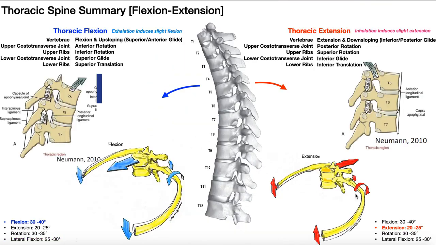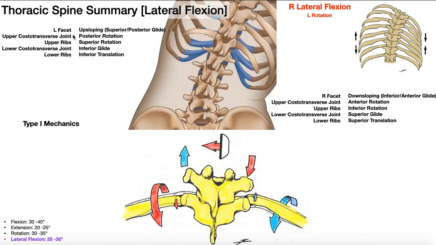What happens during posterior rotation? Well, the ribs as a whole are going to rotate upwards, at least the upper ribs. So when the upper costotransverse joint has posterior rotation, the upper ribs superiorly rotate. And then the opposite is going to take place at the lower costotransverse joint. They're going to facilitate inferior glide, and so the lower ribs as a whole are going to translate inferiorly. So what does this mean? The upper ribs rotate superiorly, the lower ribs inferiorly translate. Or to put even more simply, upper ribs move up, lower ribs move down. You can see that over here on the left side, upper ribs move up, lower ribs move down.